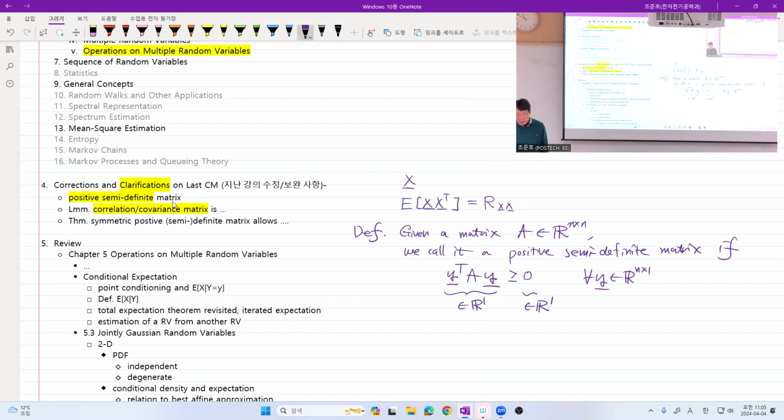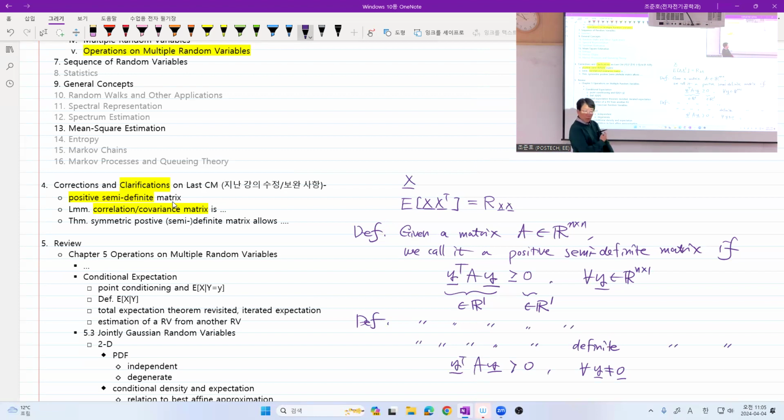Got it? Anyway, a similar definition is positive definiteness. Given a matrix A that has n rows and n columns, we call it a positive definite matrix if y transpose A y is greater than 0 for all non-zero y. As I told you, if y is 0, this is always 0. So positive definiteness means that for every non-zero vector y, the quadratic form is strictly positive. Got it? You see the difference?